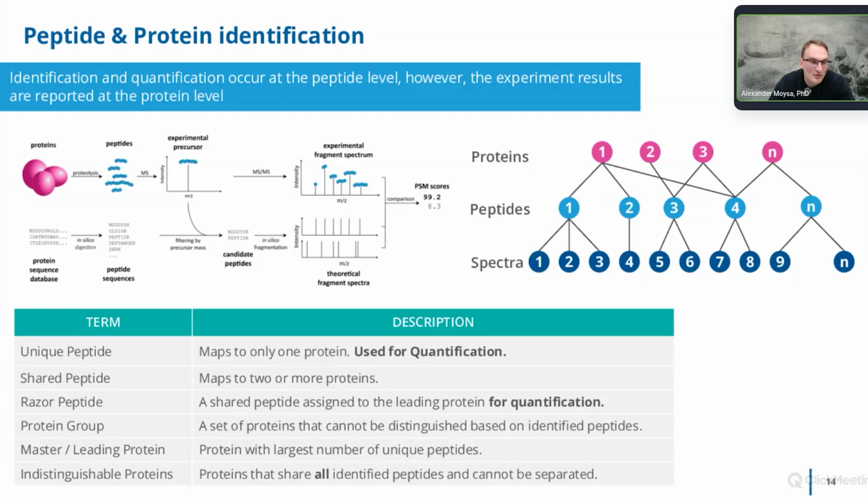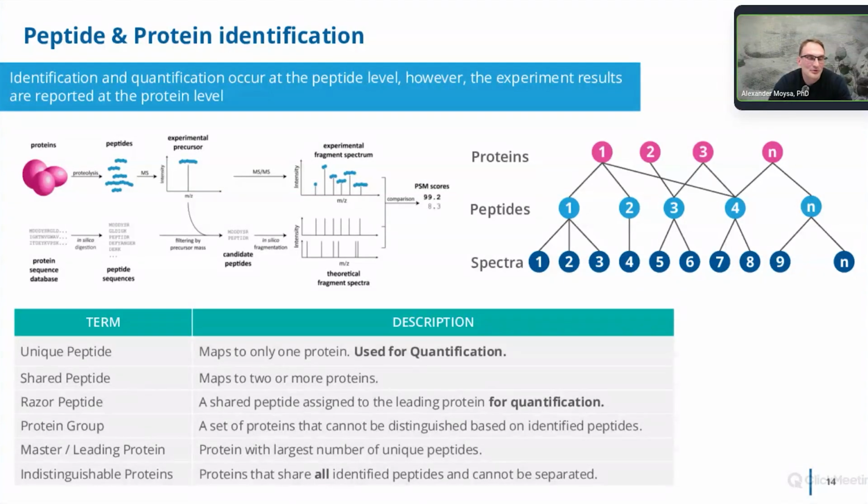During processing of mass spectrometry data, the comparison of experimental peptide spectra with the theoretical allows us to identify the peptides. Based on the list of identified peptides, we receive a list of identified proteins. In the final list of identified proteins, we usually have terms like master or leading proteins. This term indicates that the protein has the largest number of unique peptides.